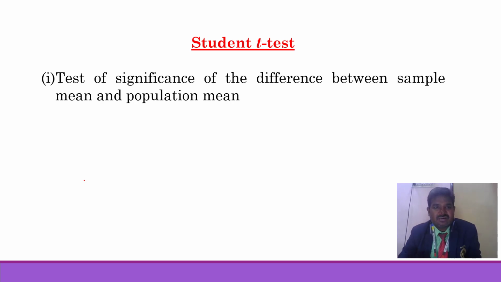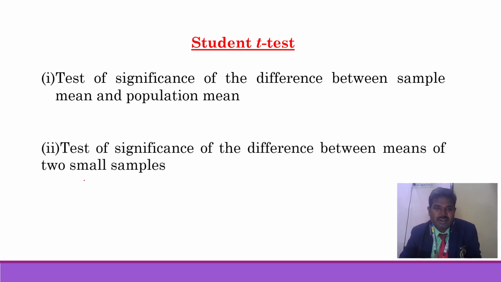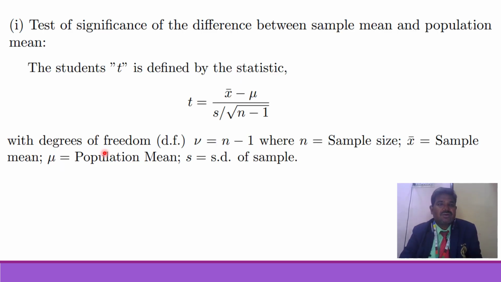In this, the first one is the test of significance of the difference between the sample mean and the population mean. The second one is the test of significance of the difference between the means of two small samples. So first we see the test of significance of the difference between the sample mean and the population mean. We use this formula.